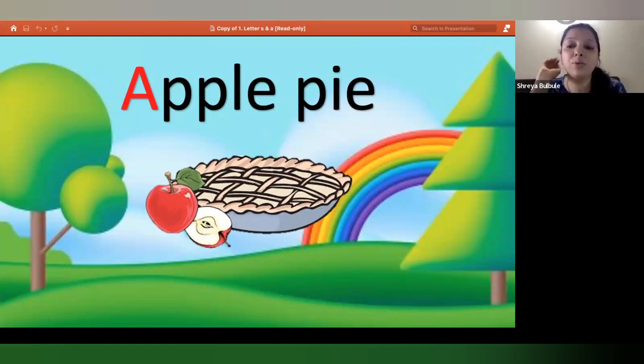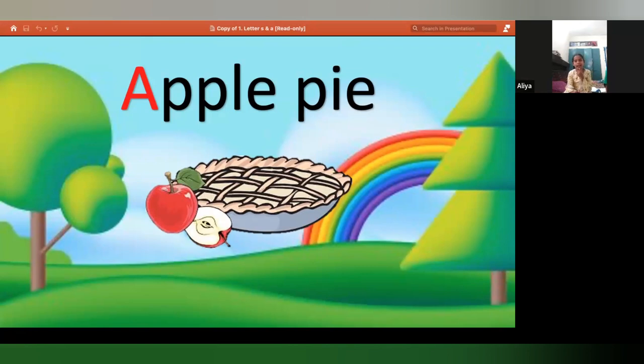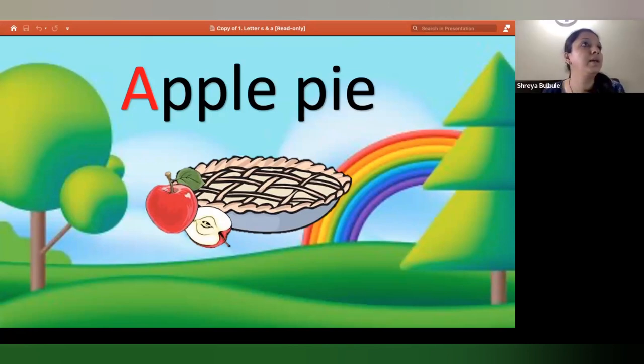Where is the A sound in the apple word? Is it in the beginning or at the end or in the middle? Where's the A sound in apple? On beginning. At the beginning or in the beginning. We do not say on the beginning.